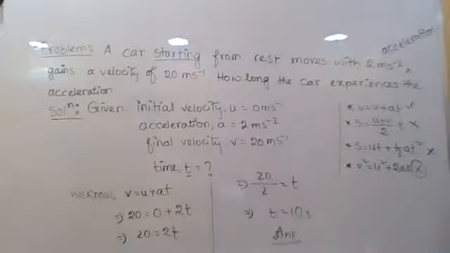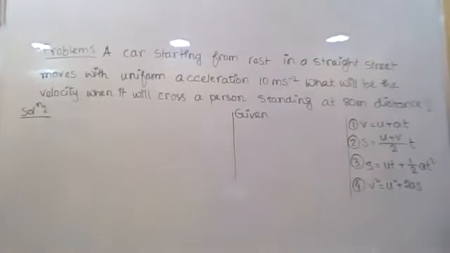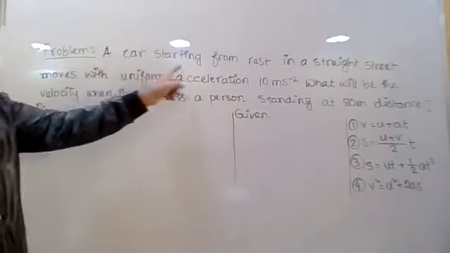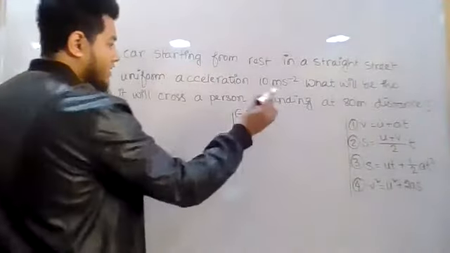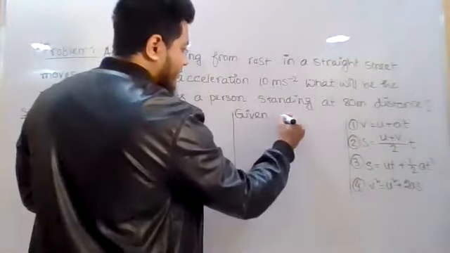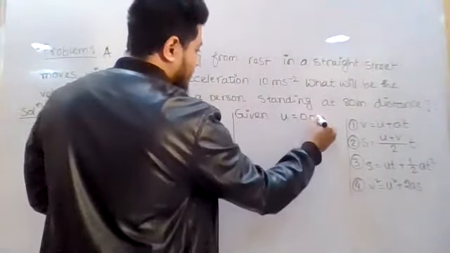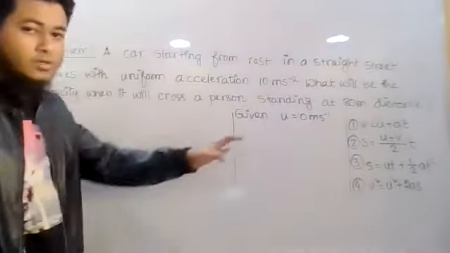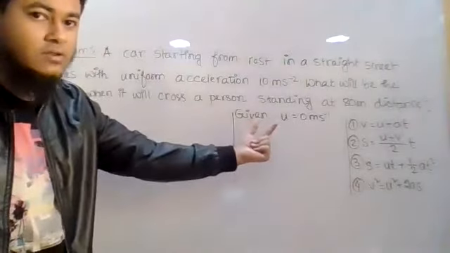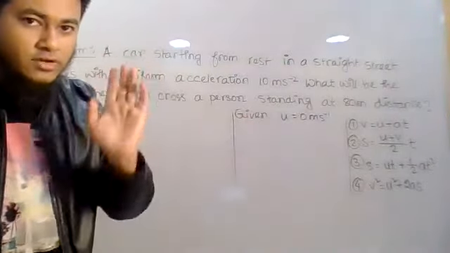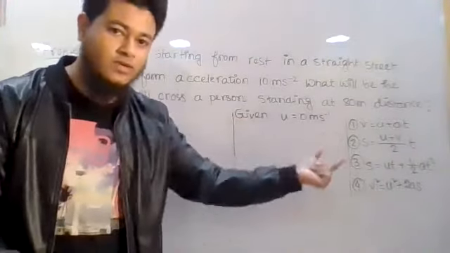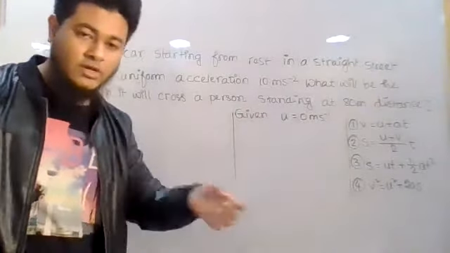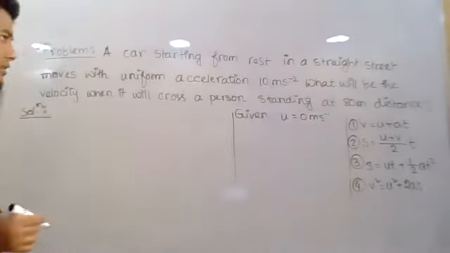So as you can see, now we have a different problem. A car starting from rest. Let us list out the given information again. You can write initial velocity, u. Because you already know, before this you have to write initial velocity. I have already given you that information, so you have to write it yourself.